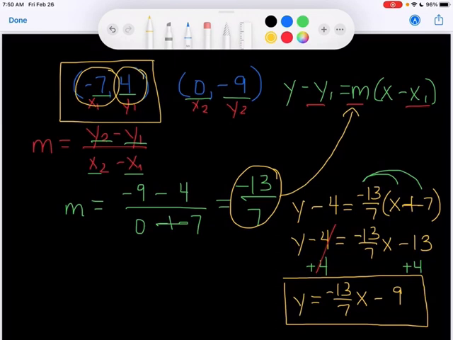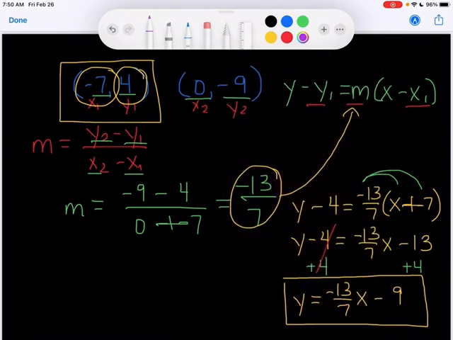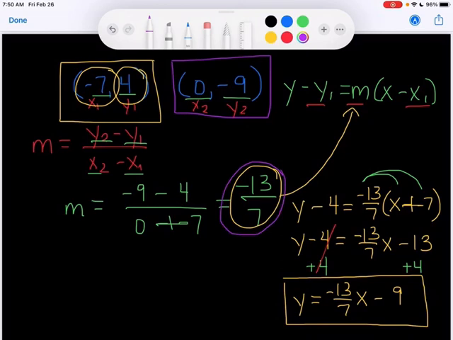Now, if you were really paying attention, after you found the slope, you could have seen that this is actually the y-intercept because x is 0. So we could have just found the slope is negative 13/7 and our y-intercept is negative 9 and plugged it into slope-intercept form. And if you notice, we would have gotten the same thing. So either way works here.